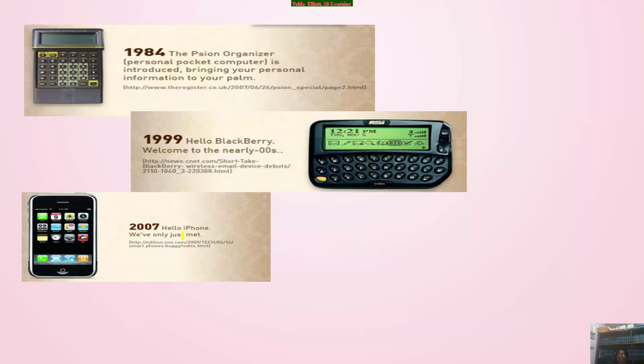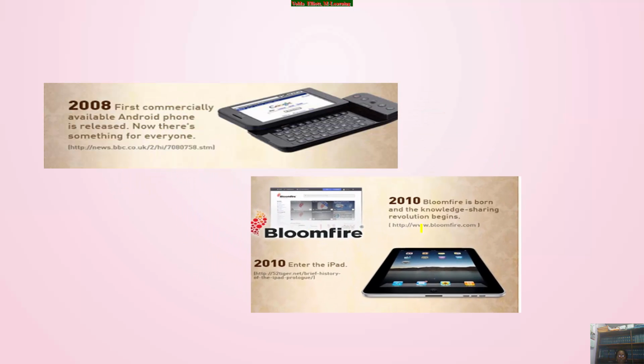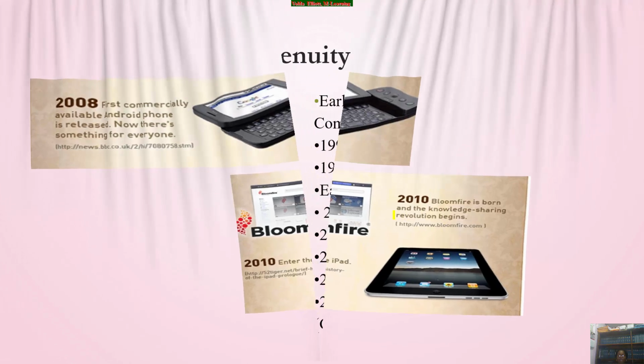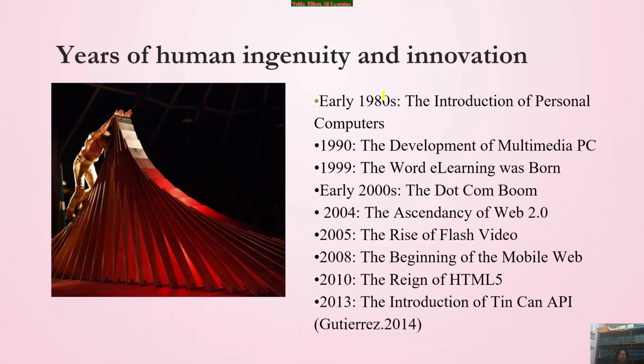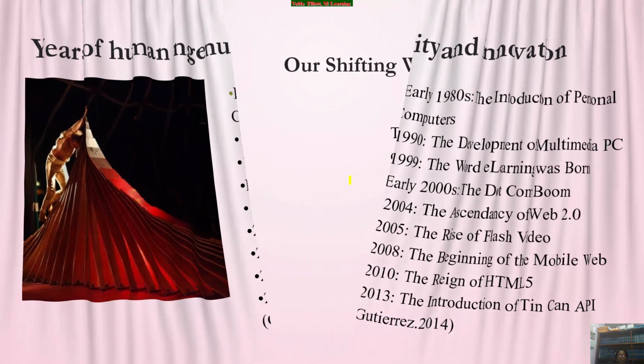In 2007, hello iPhone. And if you think it's finished there, it's not, because geniuses have continued to develop different types of mobile devices. In 2008, the first commercially available Android phone came into being. In 2010, the iPad was born. Years of human ingenuity and innovation continue to shape not only the education system, but the world, from 1980 all the way to 2013 and beyond.